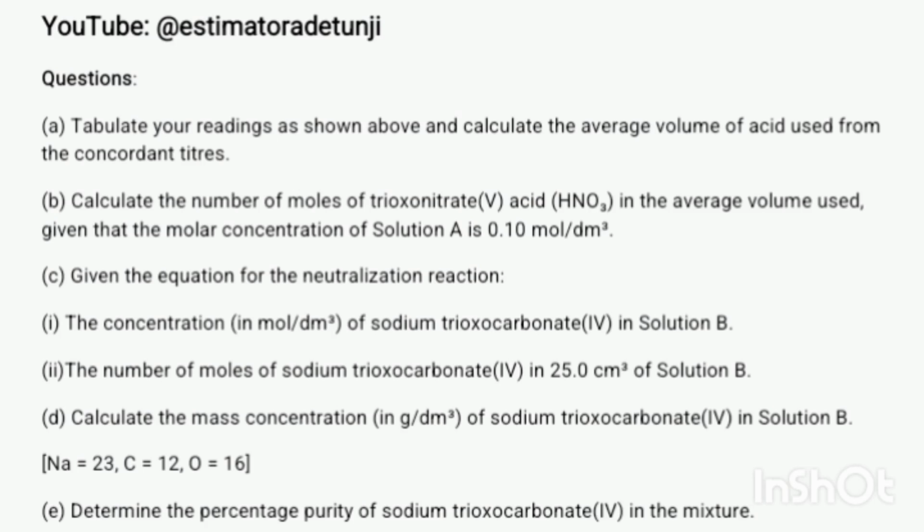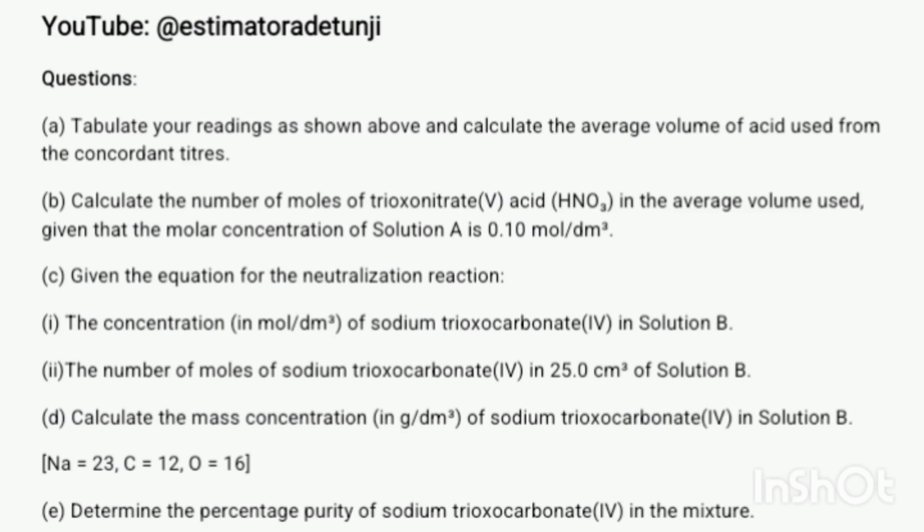Question B says calculate the number of moles of trioxonitrate(V) acid, HNO3, in the average volume used, given that the molar concentration of solution A is 0.10 mole per dm³. And this talks about the equation. We know what the equation will be: sodium carbonate plus HNO3, that's hydrogen trioxonitrate(V), to give us sodium trioxonitrate(V), H2O, and CO2 as our products.